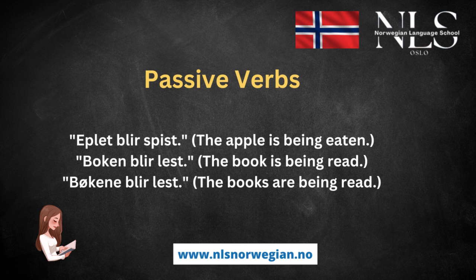It is also important to note that in Norwegian, when using the passive form, the verb agreement rules still don't change. The verb bli stays the same no matter who or what is being acted upon. Boken blir lest. The book is being read. Bøkene blir lest. The books are being read.